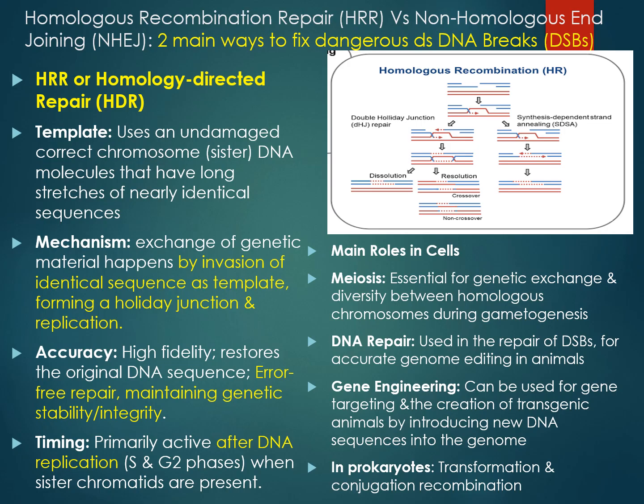Then in DNA repair, it happens for double strand breaks, for accurate genome editing. In genetic engineering, this can be used for targeted genetic modification or manipulation to create transgenic animals. In prokaryotes also it is useful for the processes of transformation as well as conjugation.